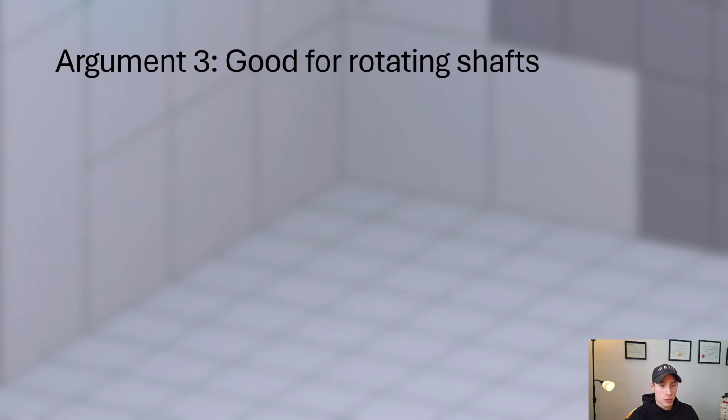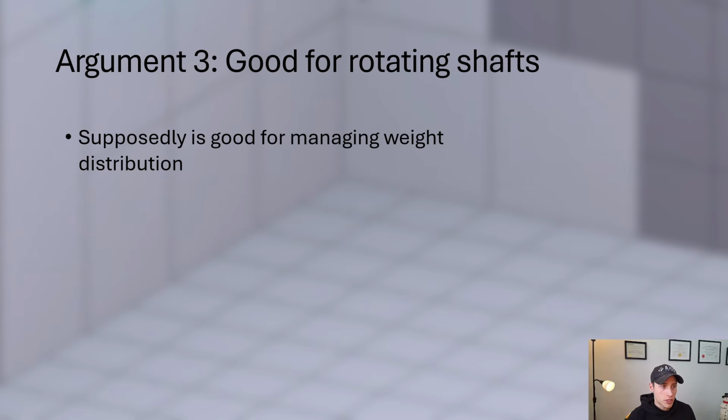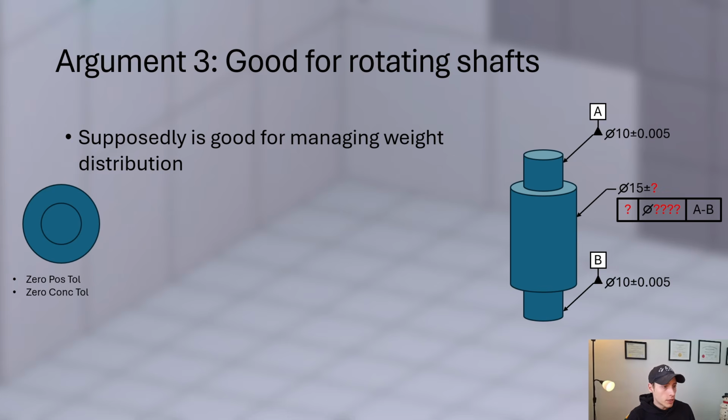So the third argument, which I find is the easiest to defend but still falls apart under scrutiny, is that concentricity is good for rotating shafts. And this is because it's supposedly good at managing weight distribution. So let's look at an example and look at some different types of form errors and how it would register with a concentricity tolerance zone versus a positional tolerance zone. So the first one is 0 positional tolerance, 0 concentricity tolerance. The center of the shaft is just located nicely and there's no form error.